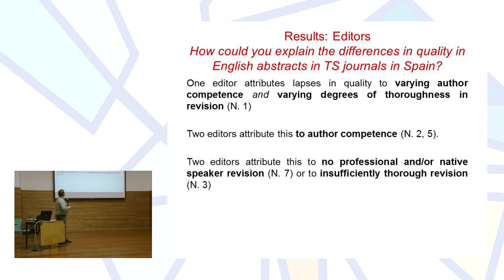As for the last question, how could you explain the differences? Please note that three of the journal editors attribute this to lack of author competence in the abstracts that they receive. And then the other three editors denoted that this perhaps is due to the fact that the journals themselves, and they seem to recognize this, do not provide the revision that they should provide.